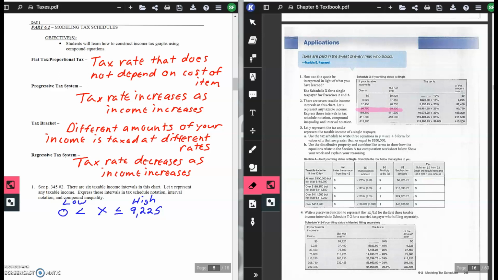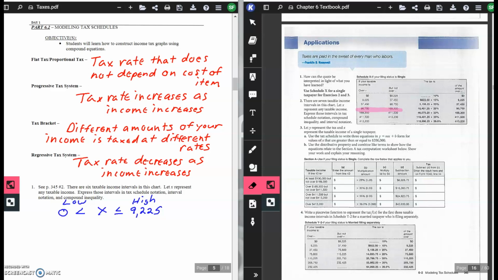So section 6.2 is modeling tax schedules. This is where we are going to start looking at our tax tables. A flat tax, or proportional tax, is a tax rate that does not depend on the cost of an item. So a flat tax, like sales tax for example, is a certain percentage and it doesn't change based on the cost.